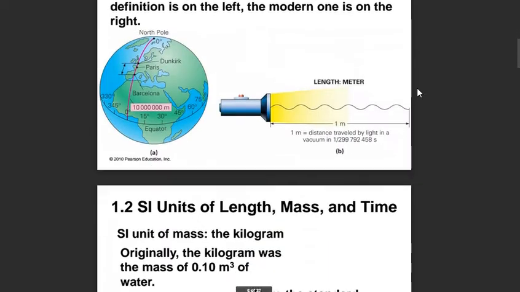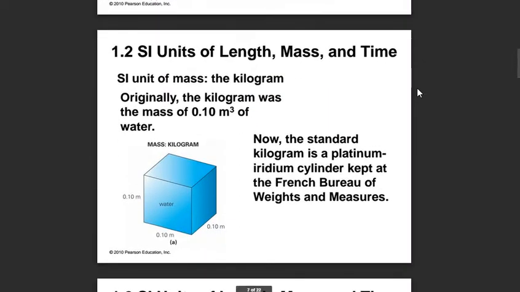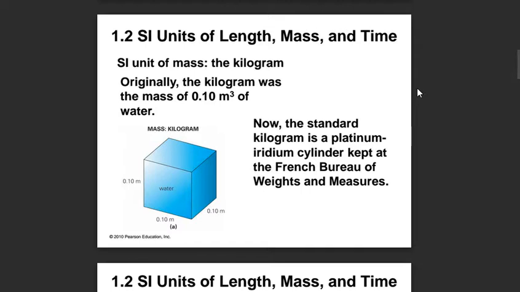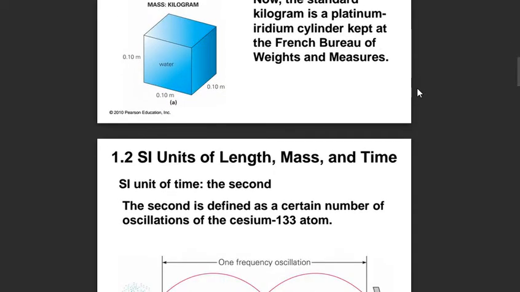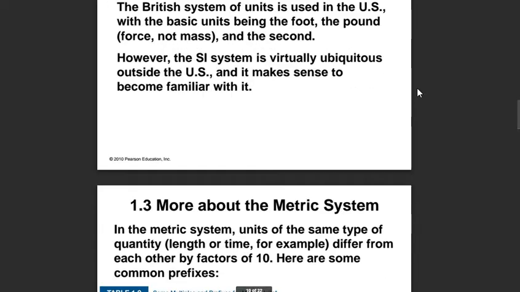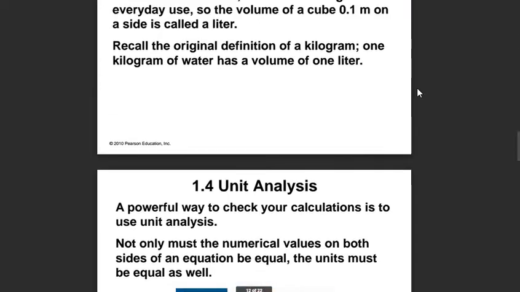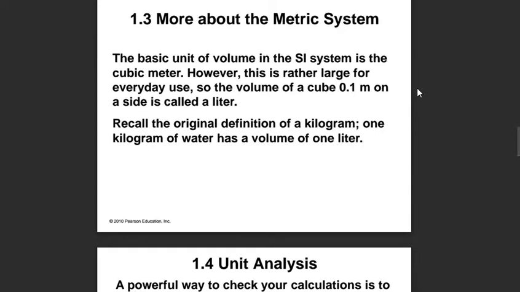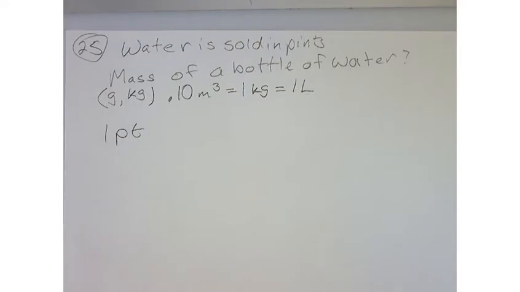So if we look, a kilogram is the mass of 0.10 cubic meters. And when we get to volume, I'm not sure if it's here or if it's in your book. Here it is. The basic unit for volume in the SI system is a cubic meter. However, this is rather large for everyday use, so the volume of a cube 0.1 meters is called a liter. So what they're saying is that there's a relationship between this, and this.